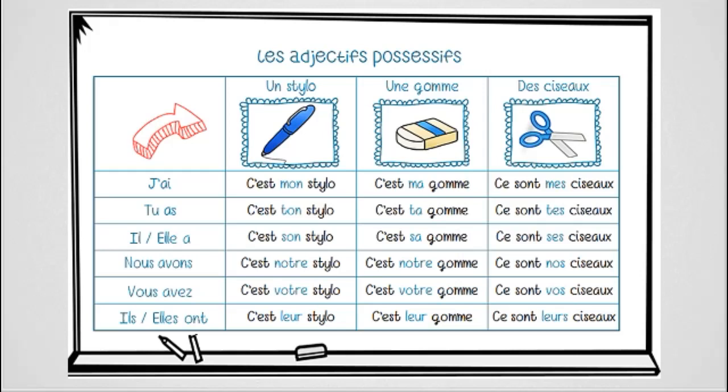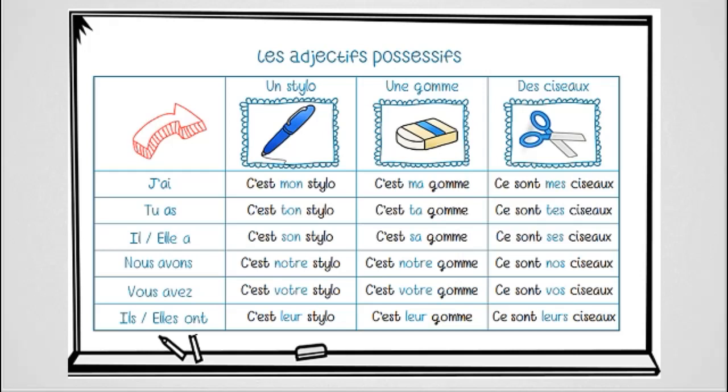I want to say this. These are your scissors. Let's say that. These are your scissors, right? Votre. Scissors, plural. Okay. Vos. Don't pronounce the S. Vos. Ce sont vos ciseaux. Ciseaux, not her.